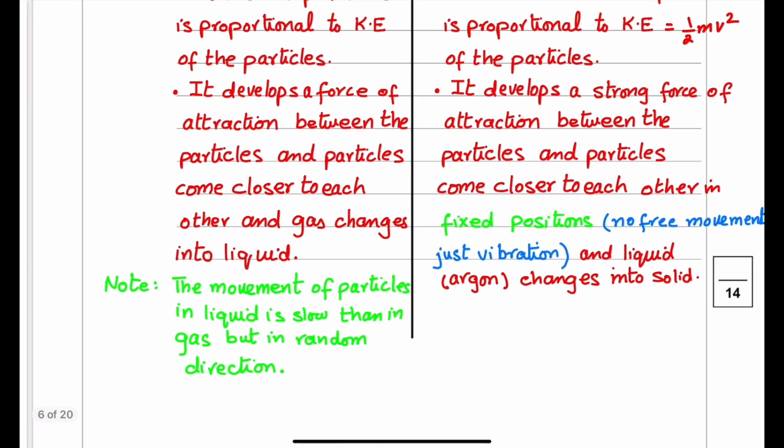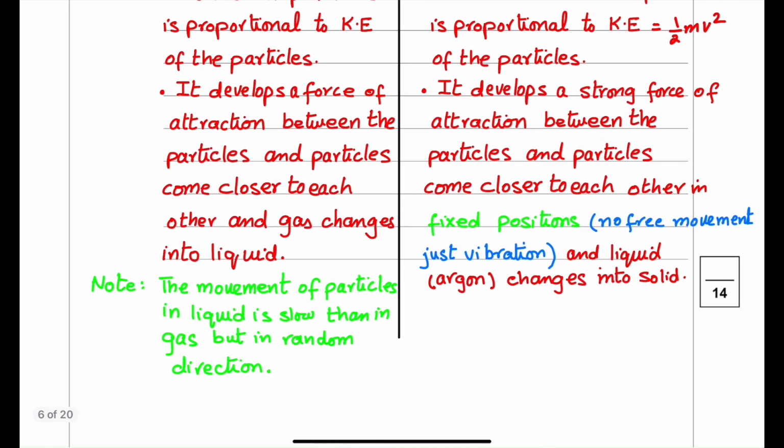The student needs to remember one important point here. The movement of the particles in the liquid is slower than the gas but in random directions. But this movement is higher as compared to solid.